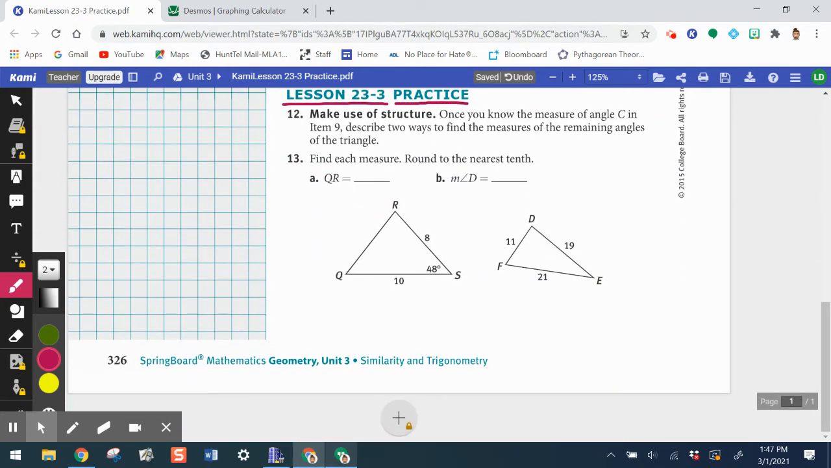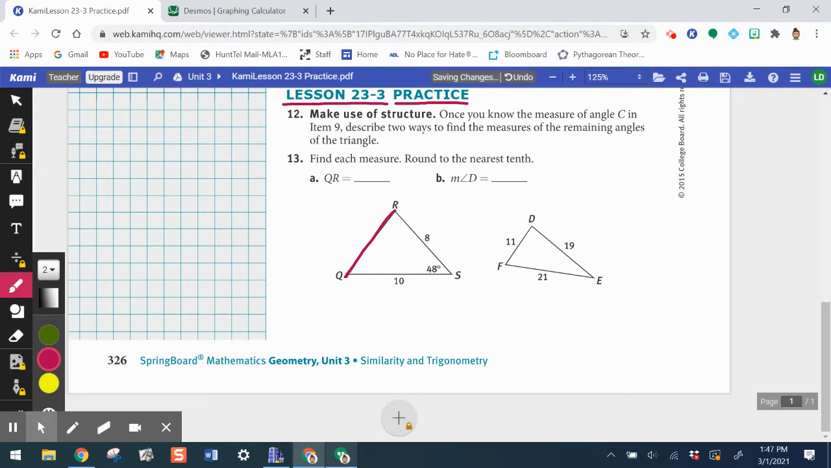So let's actually do that on item 13. It says find each measure round to the nearest tenth. And notice it doesn't say anything about using the law of cosines, using the law of sines. So it's all about solving these triangles based on what's given. So let's take a look at A. So we are not actually asked to solve the triangle. We are simply asked to find the length of QR, which is this side right here.